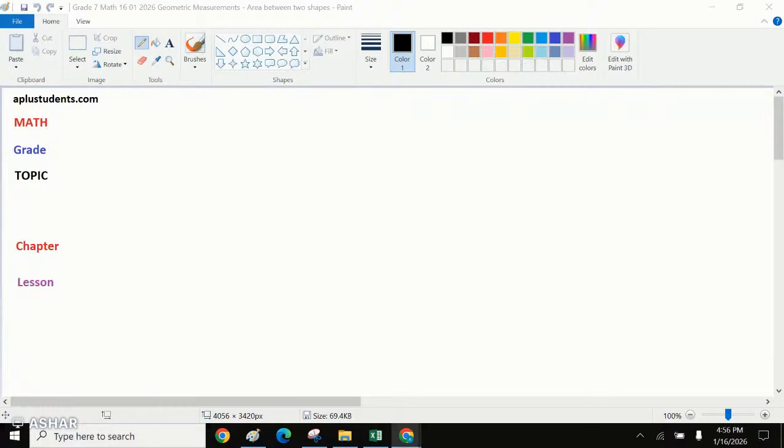The first thing you need to do is go to aplusstudents.com. Okay, you need to go to the website. Then you need to select math as your subject. Select math as your subject. Your grade is grade 7. This is a grade 7 lesson, and the topic for today is geometric measurements.